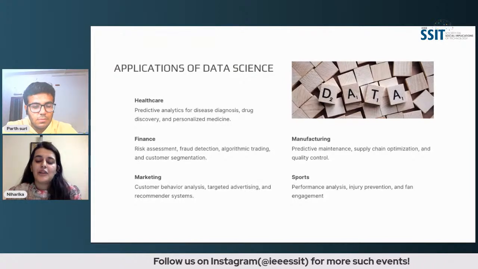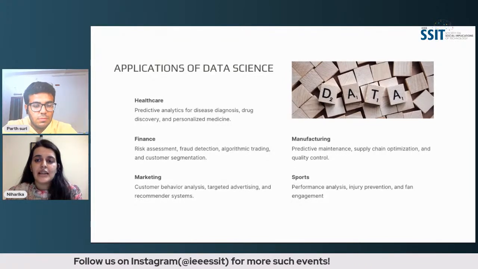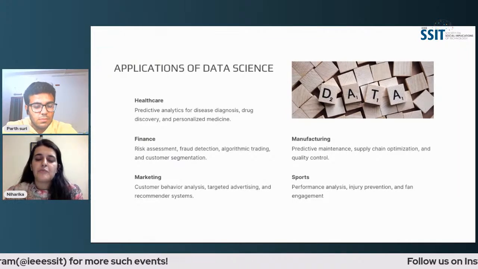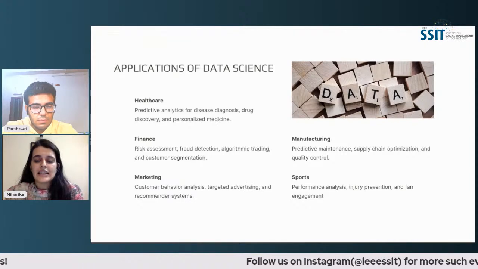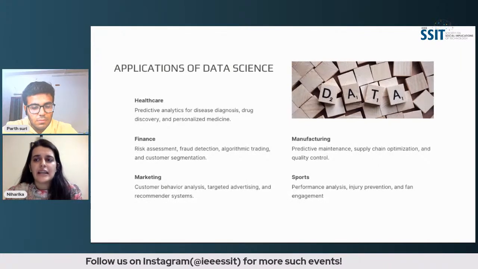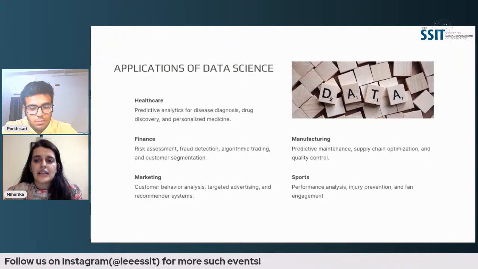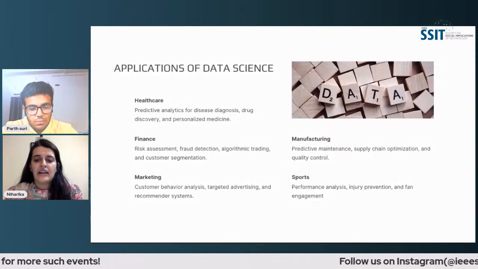Last but not least is the sports industry. Data science is making a significant impact in the sports industry by providing insight for performance analysis and player evaluation. They leverage match data and player statistics to gain a competitive advantage in the game.